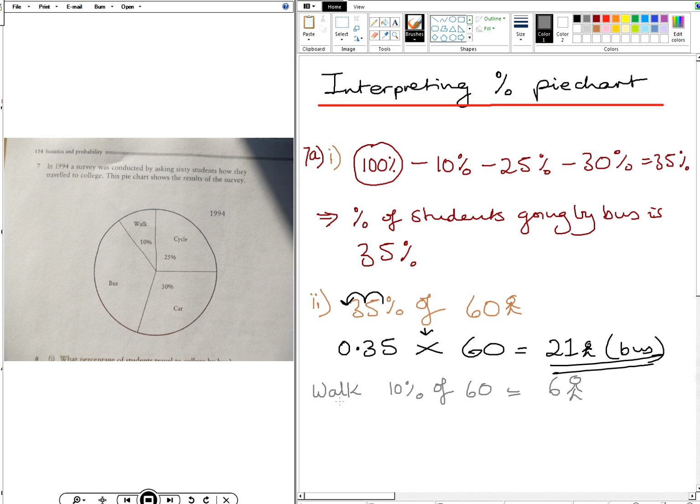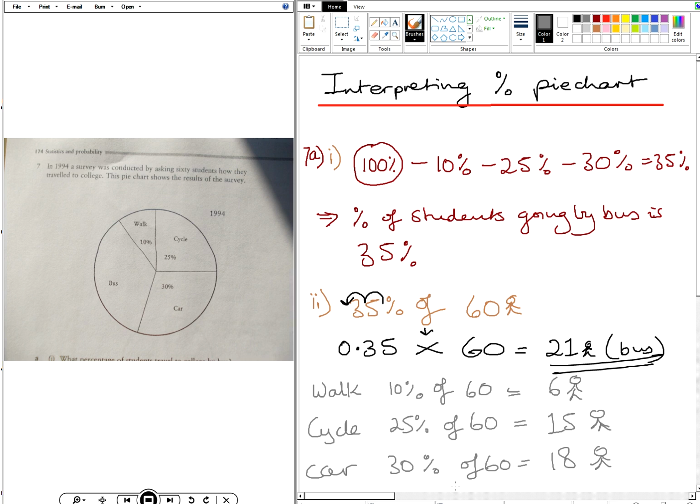One tenth. The next is cycle. Cycle is 25%, which is really a quarter of something. So a quarter of 60 means you halve it twice. That will give you 15 students went bicycling. And the last one was car. Car is 30%. Do we know what 10% is? So what's 30%? 18.